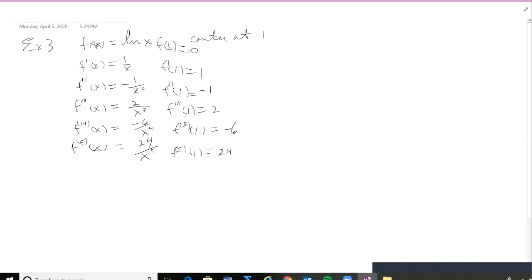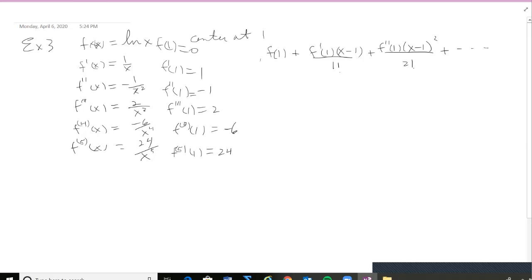Okay, so you would start off over here then forming that series. We would start with f of 1 and then f prime of 1 times x minus 1 over 1 factorial, then f double prime of 1 times x minus 1 to the second power over 2 factorial, and so forth. Now let's fill in what we have here.